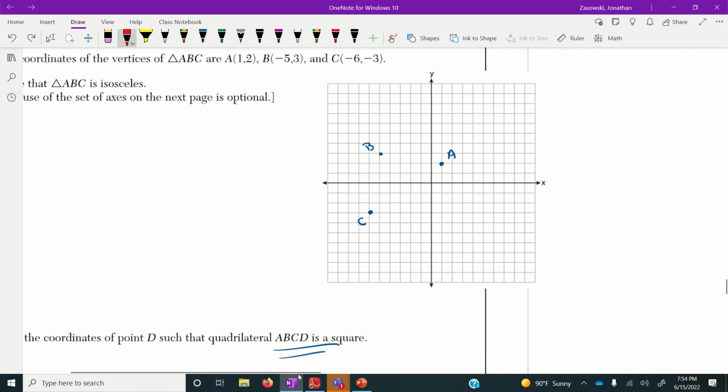So to get from B to C, we're going to go up, how many here? 1, 2, 3, 4, 5, 6, and over 1. So if we move the same move, we're going to go left 1, and then down 6, we're going to do the same thing from here. We're going to go left 1, and we're going to go down 6. So 1, 1, 2, 3, 4, 5, 6. That point right there, that's where point D goes.